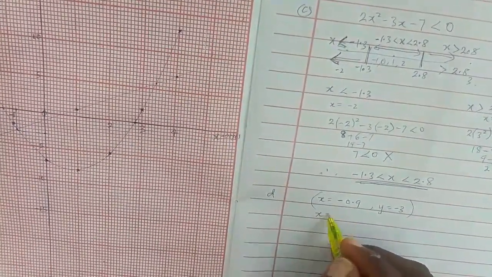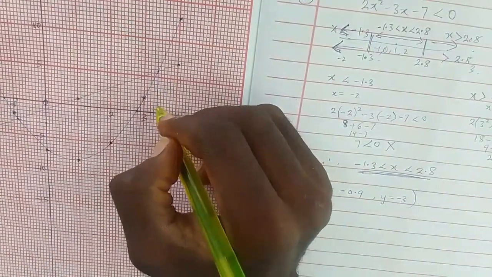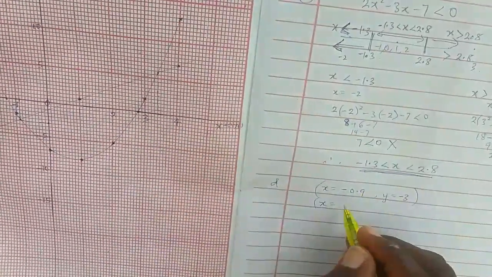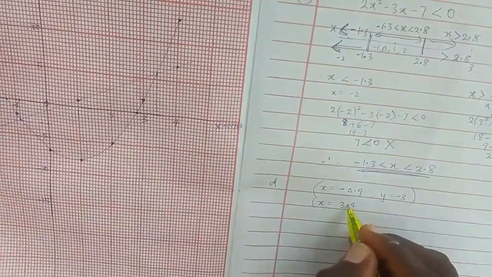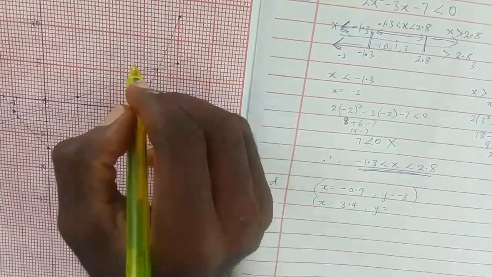X equals, let's trace it down. If we trace it down, that's 3, 3.1, 0.2, 0.3, 0.4. That is 3.4. Then what's the y value? Trace it to the side. You should have the y value.